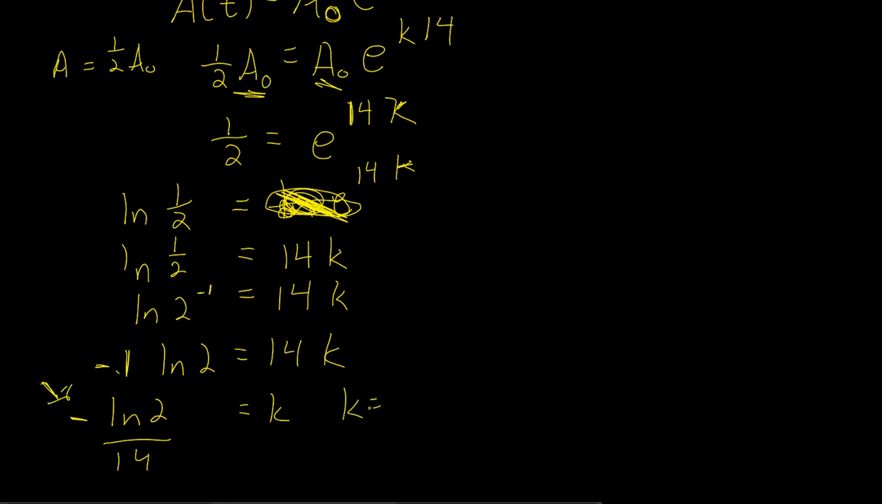And so I'll do this on my calculator. Now, granted, I could do the natural log of 1/2 divided by 14. I'm going to get the same thing. And I get a k value of negative 0.049511. So I have built my model.